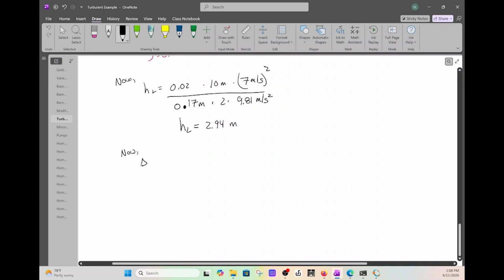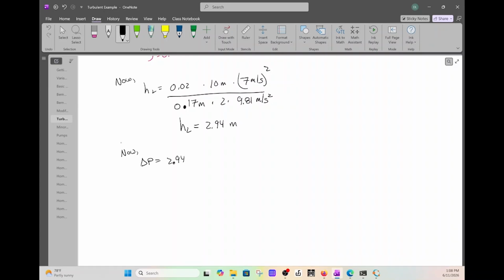Now, delta P equals 2.94 meters times 1.145 kilograms per meter cubed times 9.81 meters per second squared. Delta P is 33.05 pascals.